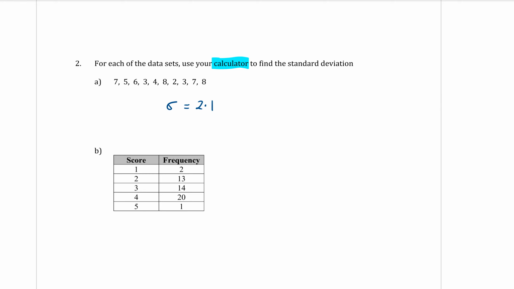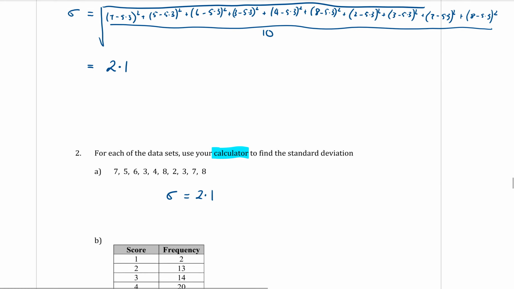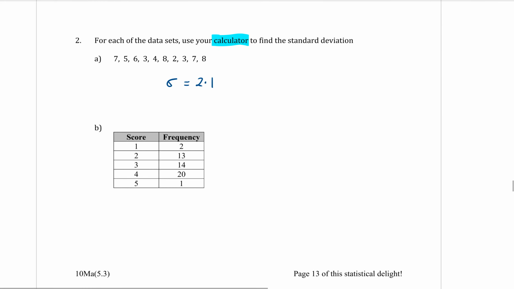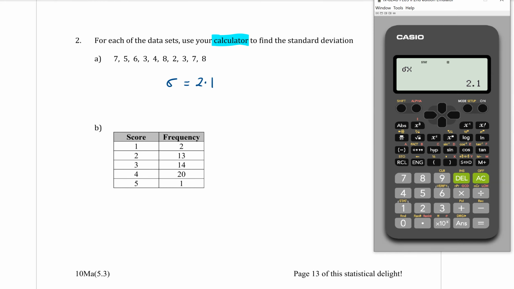Okay, let's try the second question. This one has a frequency, so we're going to have to turn our frequency column on. So I'm going to start from scratch again. I'm going to clear everything. Shift 9, press 3, and equals to clear everything.